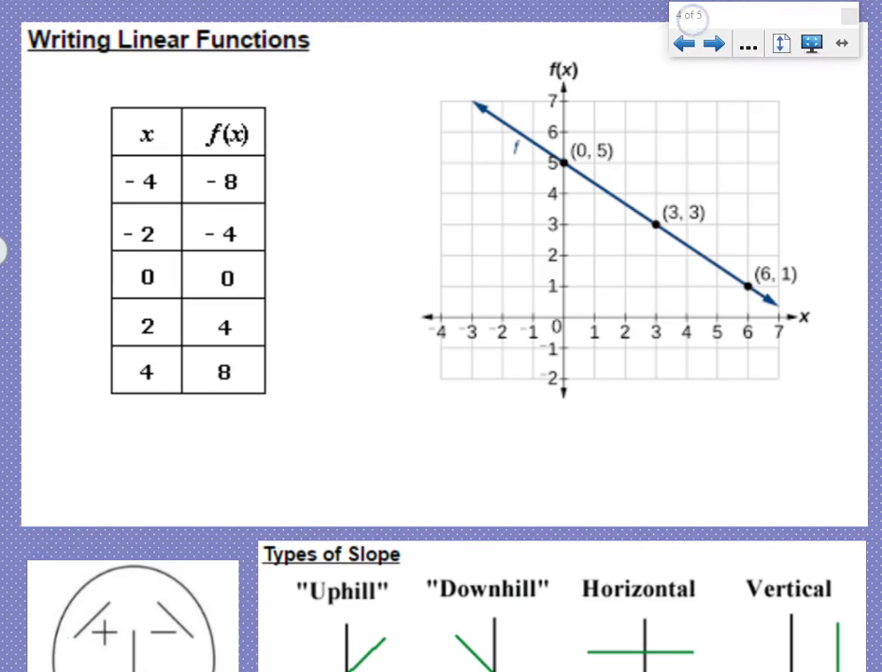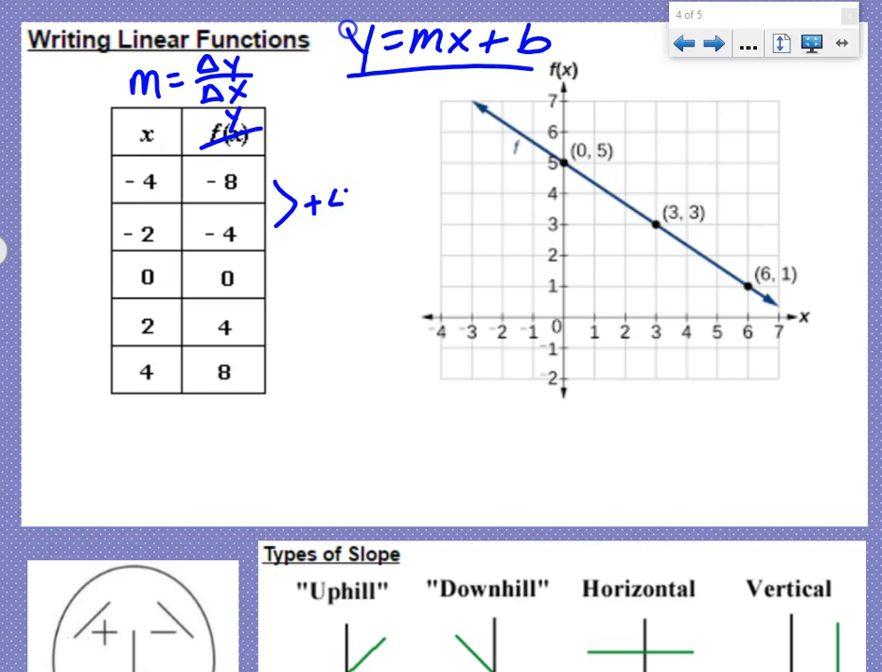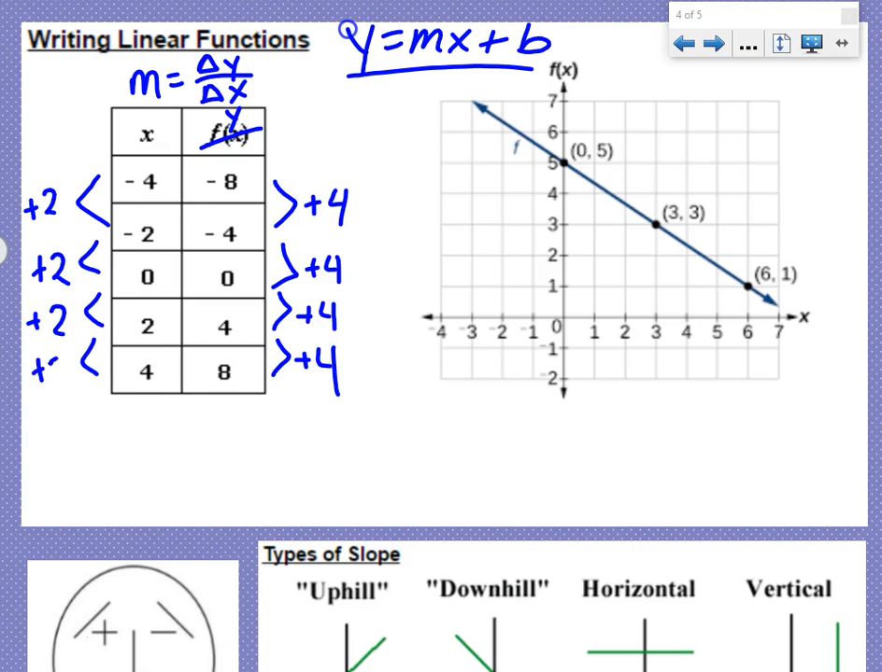Writing linear functions. Linear functions, y equals mx plus b. Very important. Need to remember that. From a table, we need to find our slope, which is change in y over change in x. Remember, f of x is the same as y. So our change in y, we're adding 4 each time. Change in x is adding 2 each time. So our slope would be change in y, 4, over change in x, 2, which equals 2. That's our m, our slope.